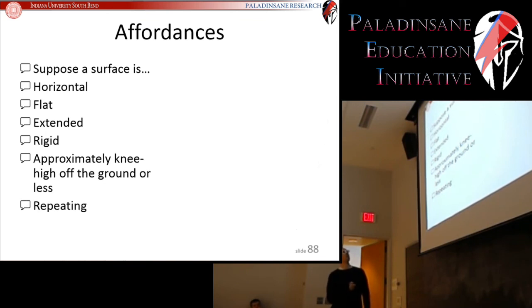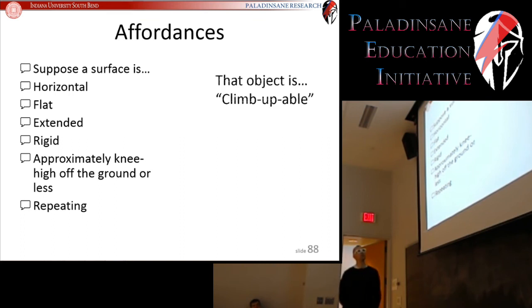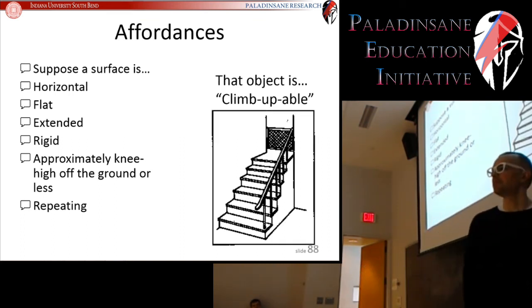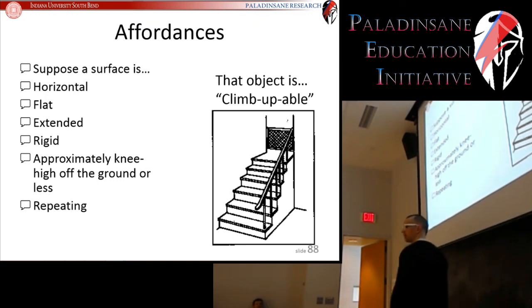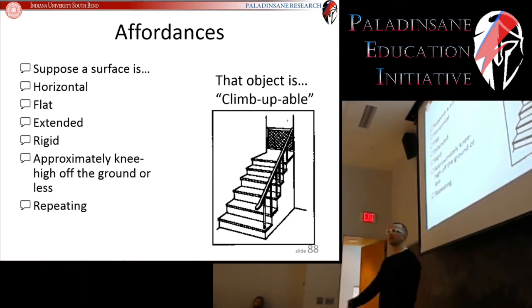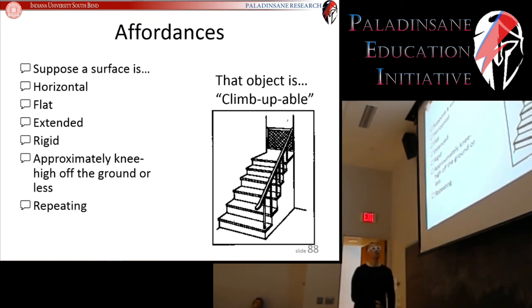If we have all of this, and that object is repeating, well, then you have something that is climb-upable. So stairs are climb-upable. Notice stairs are also sit-onable, right? You don't have to teach a child to sit on the stairs. They're not made for sitting, and yet you perceive that you can do that. So stairs are climb-upable. Those objects would be climb-upable.